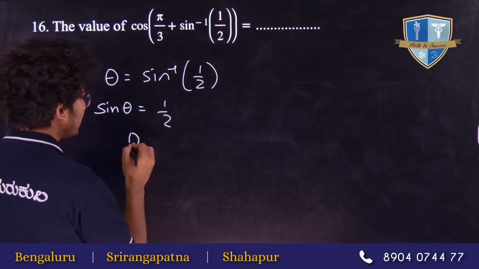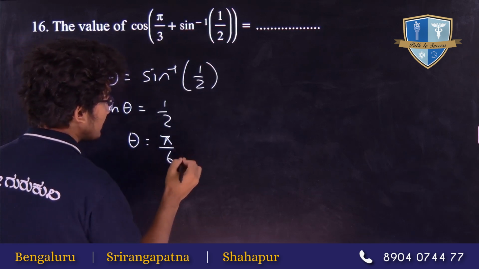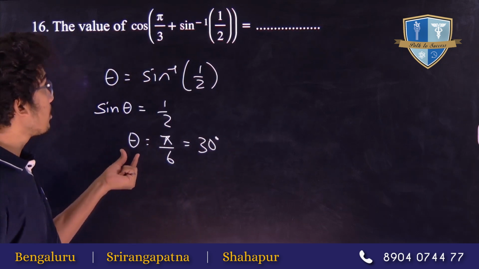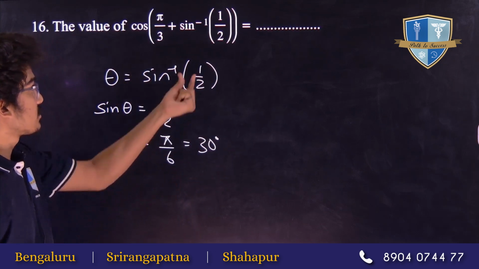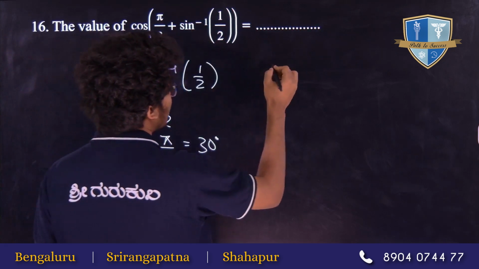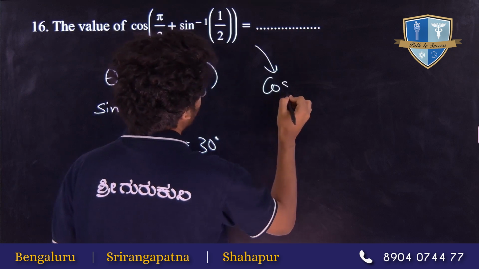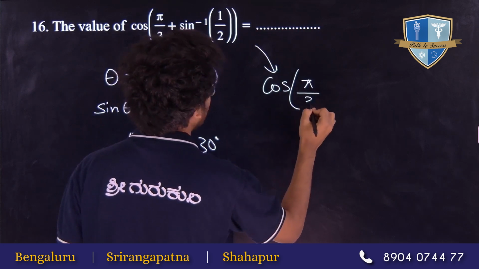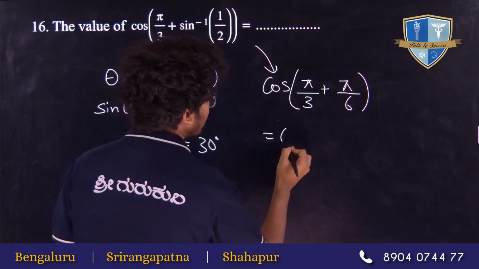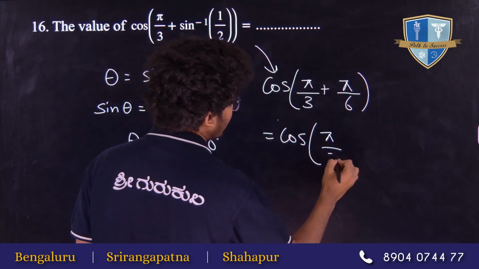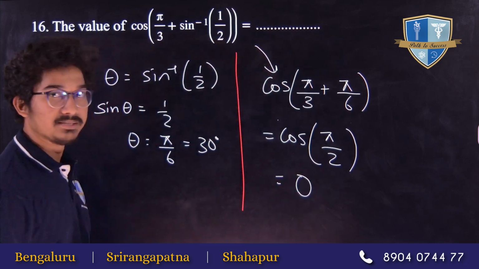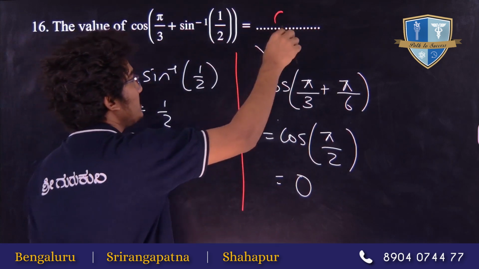We know that for theta equal to pi by 6, which is 30 degrees, we get sine theta equal to 1 by 2, so instead of theta we can write pi by 6. This entire angle is theta, so instead of this we can write pi by 6. So this will become cos of pi by 3 plus pi by 6. Pi by 3 plus pi by 6 becomes cos of pi by 2. So cos of pi by 2 is equal to 0, which means cos 90 is 0. So our correct answer will be 0.